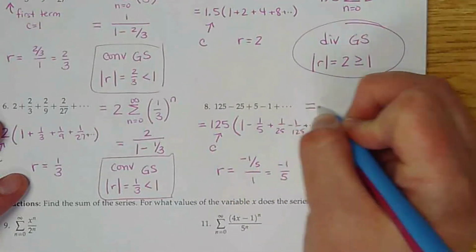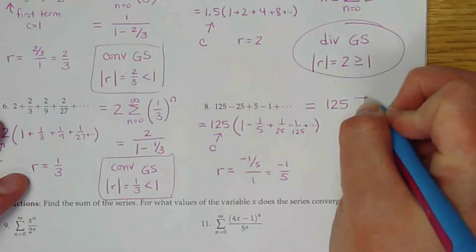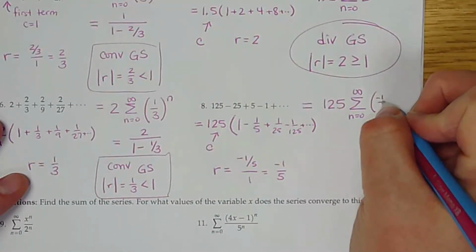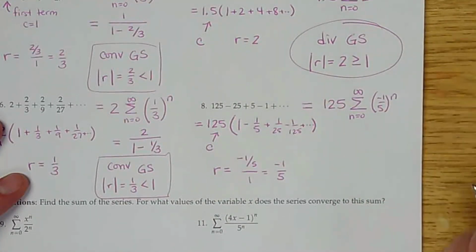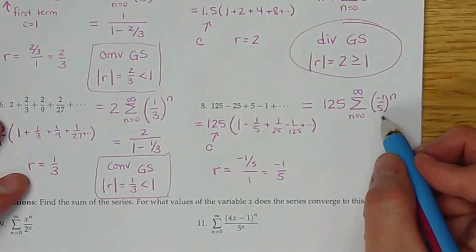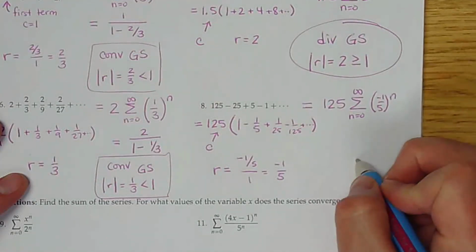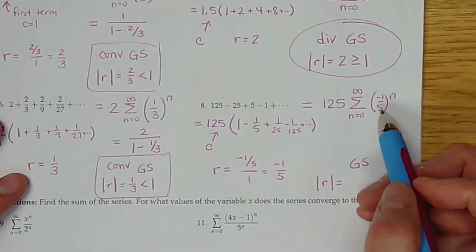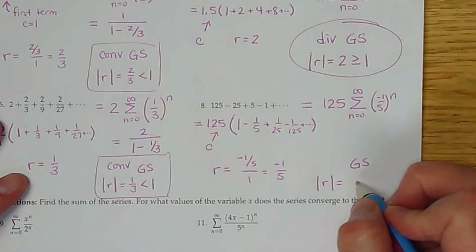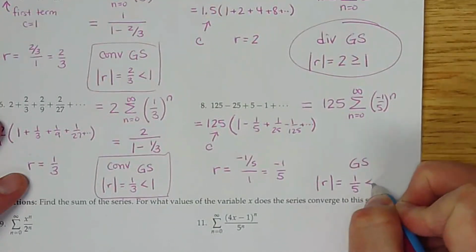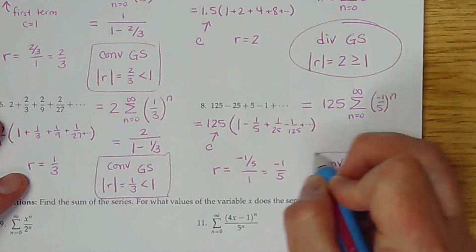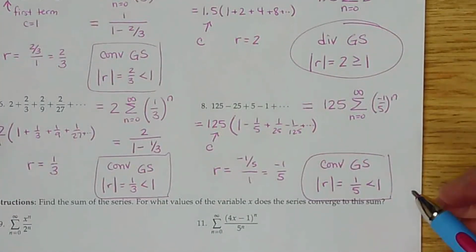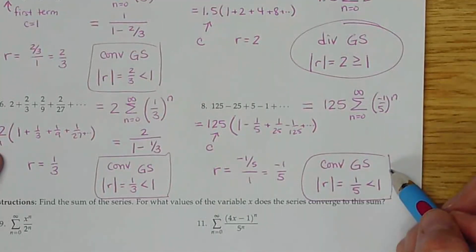I can rewrite this as 125 times the sum from n equals 0 to infinity of negative 1/5 to the n. So this is a geometric series because I have a number raised to the n. The absolute value of r, so my r is -1/5, but the absolute value of that is 1/5, which is less than 1, so this is a convergent geometric series. So again, this would be the write-up that you would want to provide. If you were just asked, is this series convergent or divergent, this is what you would want to write out.